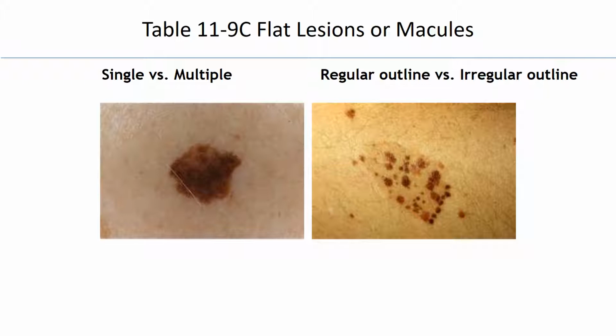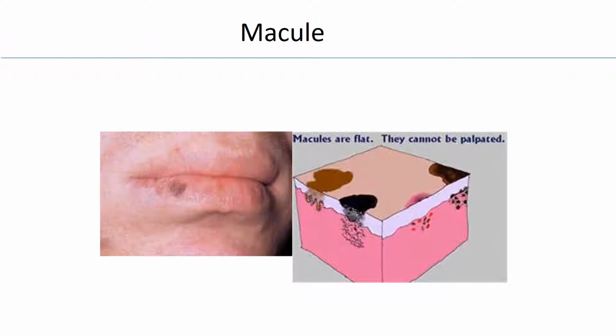Okay. All right. So here's a single macule, and then regular outline versus irregular outline. We want to make sure that we notice that, right? Look at that. That is not a regular outline. All right, here's a macule on the lip, and you will see those. They can be from sun damage, or they could be a birthmark, okay? And they can't be palpated, so if you press on it, you're not going to feel anything.